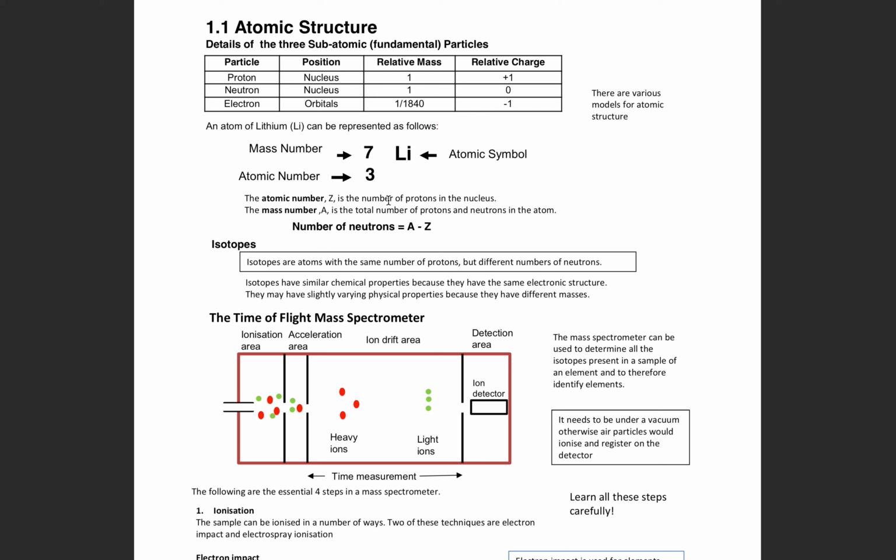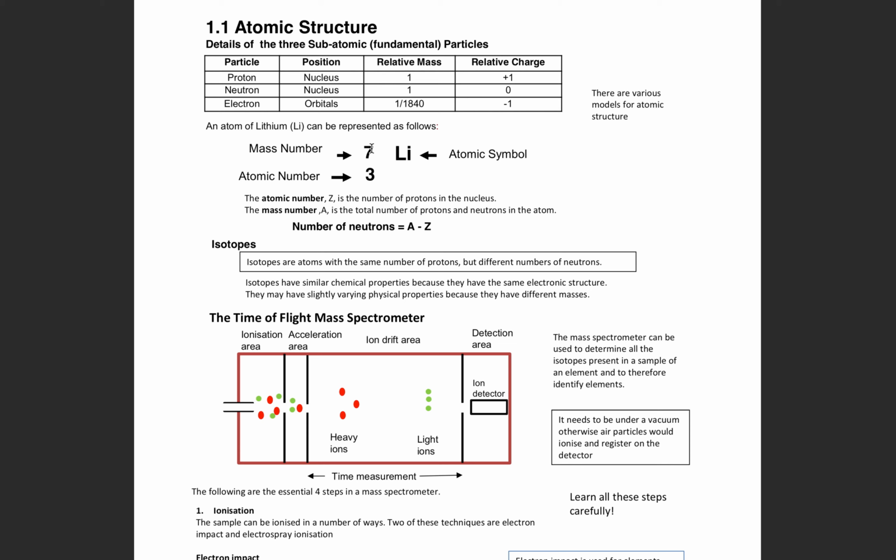The atomic number Z is the number of protons in the nucleus. The mass number is the total number of protons and neutrons found in the nucleus. Usually the number of protons equals the number of electrons. So if you want to find your electron number, you look at your atomic number: your proton number is 3, therefore your electron number is also going to be 3.